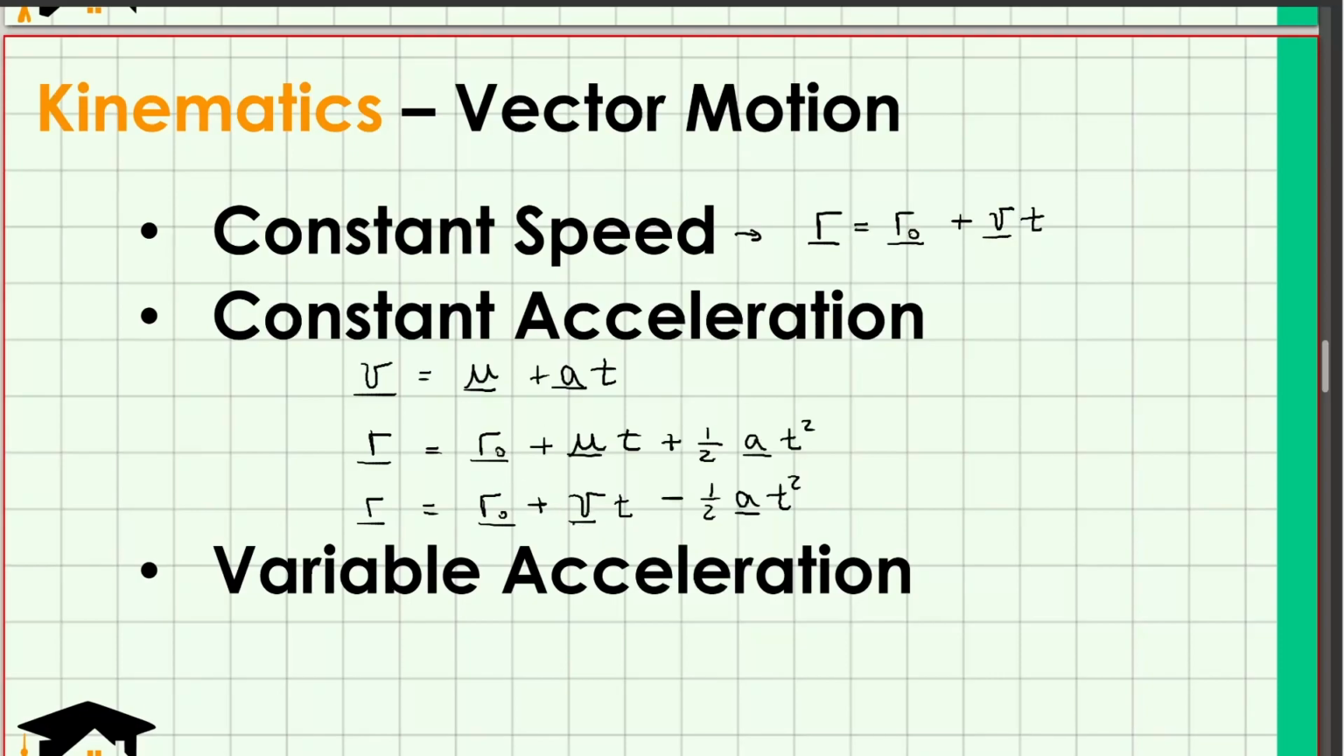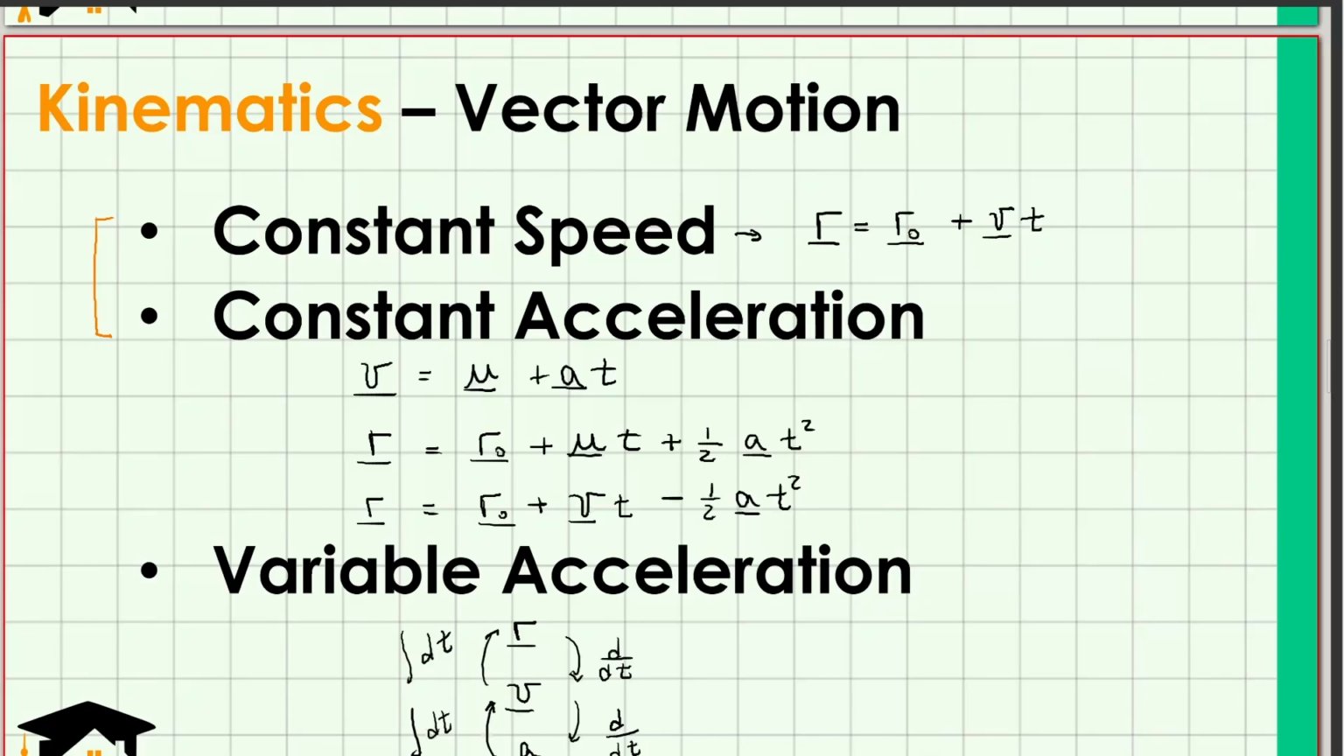And now when we have variable acceleration, we will do the same as before. If we want to move from the position to the velocity, then we have to differentiate with respect to time. And from velocity to acceleration, we again have to differentiate. But if we want to go from acceleration to velocity, just integrate with respect to time, and the same from velocity to the position.